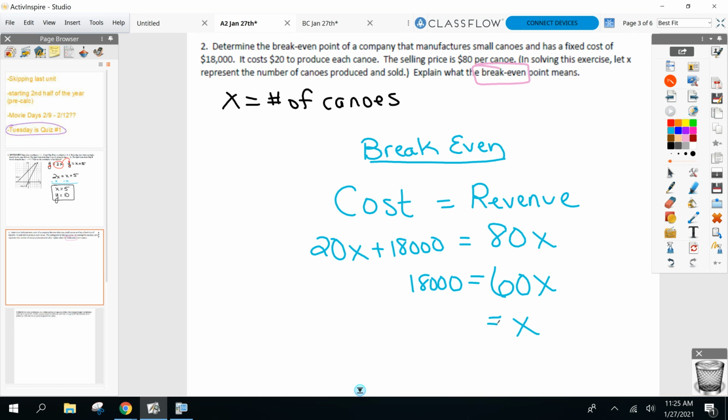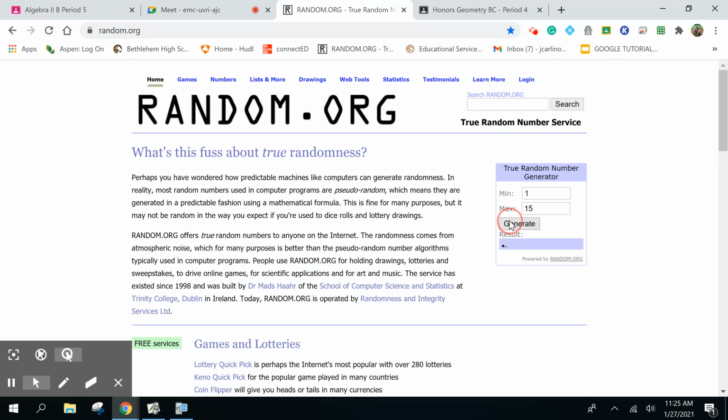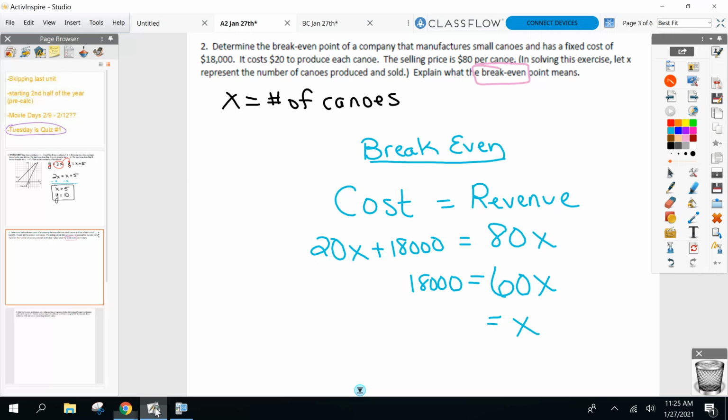All right, guys, how many canoes do I need to make and sell to break even? Dan, how many do I need to make and sell to break even? 300. 300 canoes. There you go. So in the business sense, if anybody's going into college for business, we just basically said, if you sell 299 canoes, you're going to lose money. Once you hit the 301st canoe sold, now you're going to start making some bank.